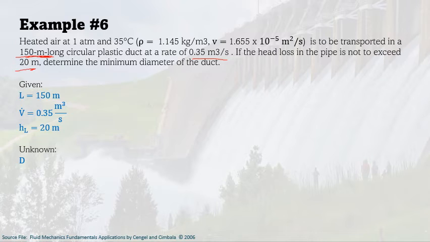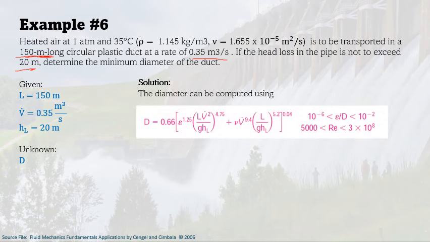already have. So the solution would entail, first, identifying whether it is turbulent or laminar. Once you identify it is turbulent, then we can use the formula for turbulent flow. So this is the formula for the diameter if you have a turbulent flow. But take note, this formula is only applicable when the Reynolds number is in this range.